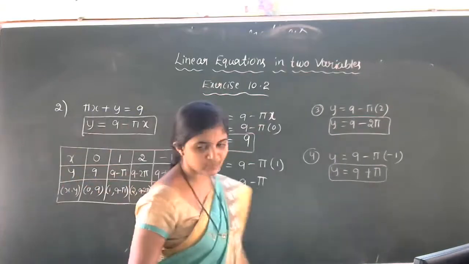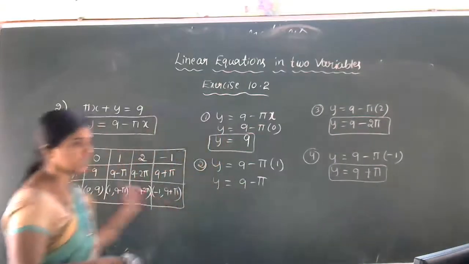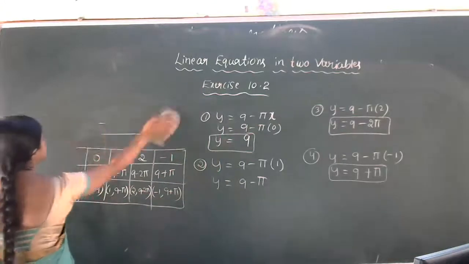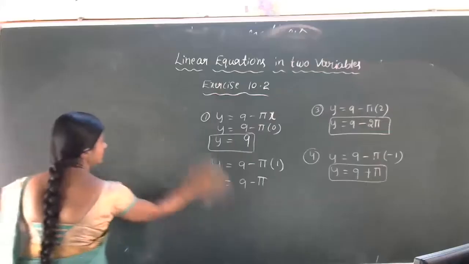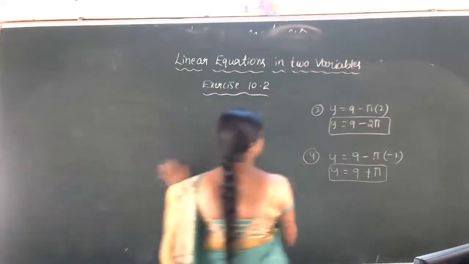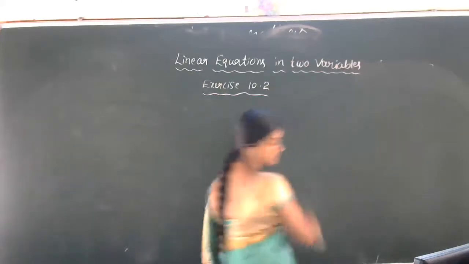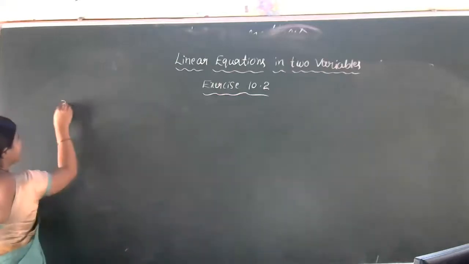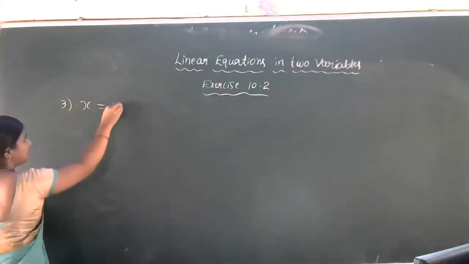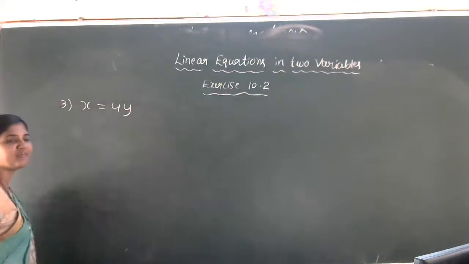Got the idea of this problem, students? Yes. Now this is the second question. Now we have to discuss the third problem. Third question. Okay. So what is the third problem? Third problem is x is equal to 4y. Now we have the problem in the form of x is equal to 4y.